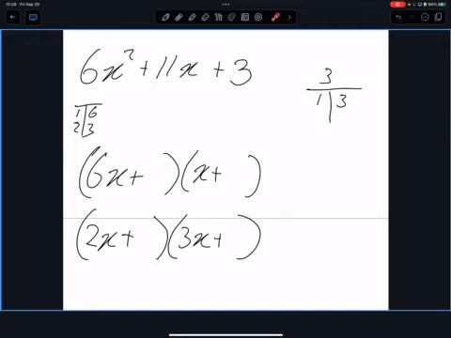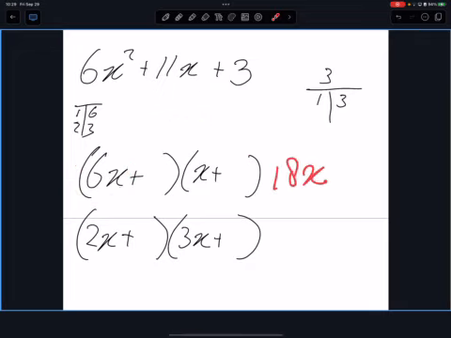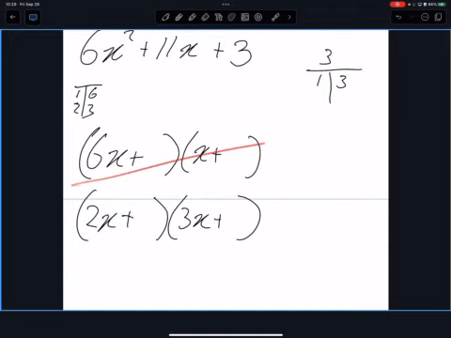You can switch them. If I place 1, 3, what do I get? 6x multiplied by 3 equals 18x, and I know in advance that is incorrect because I have 11. I can place 3 here, 1 there. So I get 6x times 1 is 6x. 3 times x, 3x, is 9x, which is not enough. So this is not a possible solution.